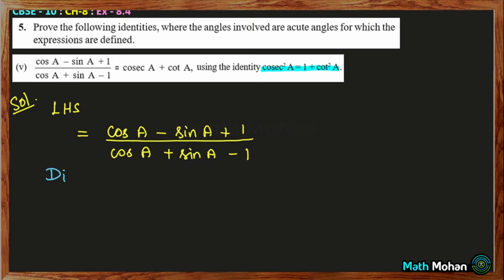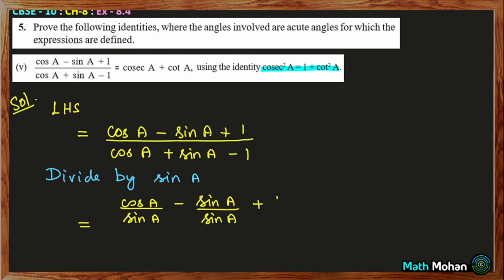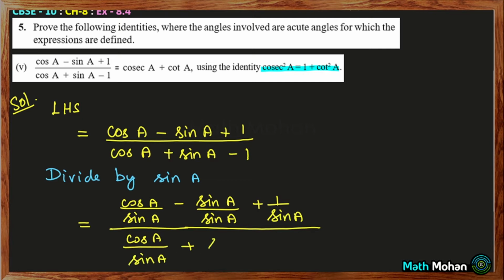So divide by sine A. The equation will become like this. Cos A by sine A, minus sine A by sine A, plus 1 divided by sine A. This is only the numerator part. We have to continue the same thing for the denominator part also. So the denominator also, divide with sine A. Cos A by sine A plus sine A by sine A minus 1 by sine A.